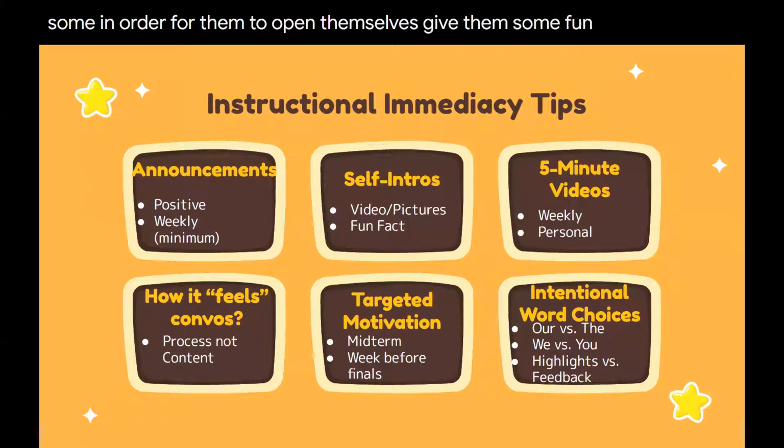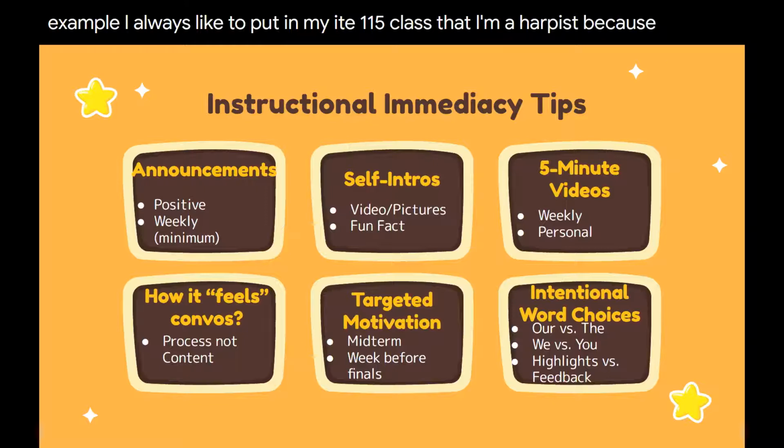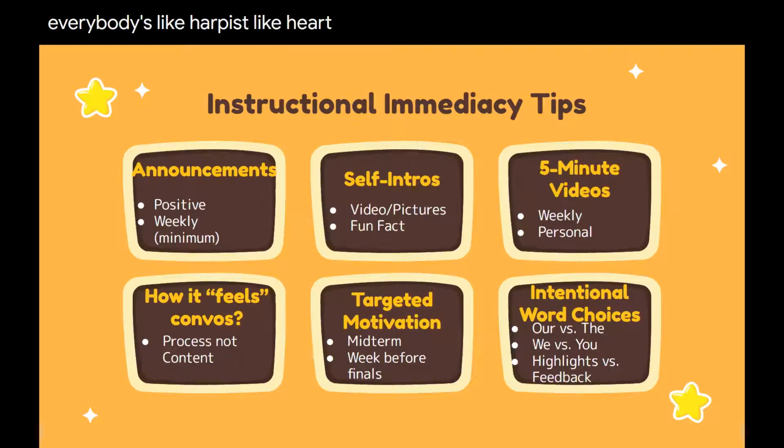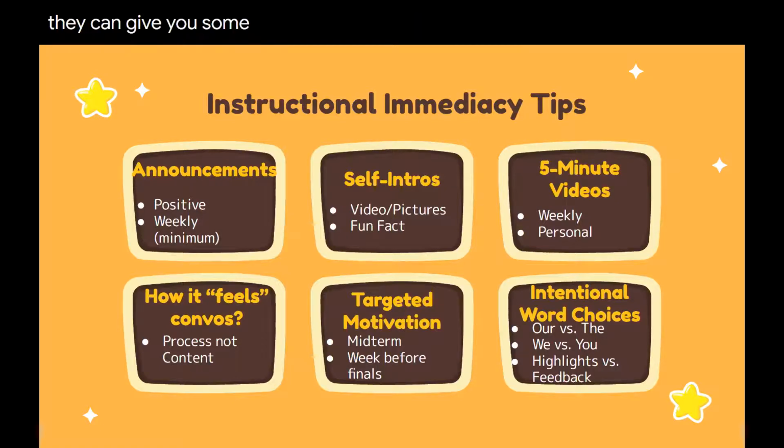Give them some fun facts. For example, I always like to put in my ITE 115 class that I'm a harpist, because everybody's like, harpist, like heart, no, harp, as in like, that angels play. And that's always a fun fact because people are like, oh, well, those two things are very interesting. So give them some things that are outside of the norm so that they can give you some things so that you can, again, use those to build that bridge and take that extra step to create that community.